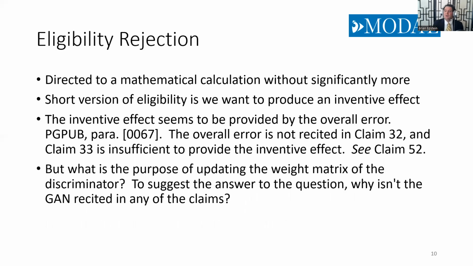All right, let's consider a proposed eligibility rejection. Claim 32 could be rejected as directed to a mathematical calculation without significantly more. All right, abstract idea.